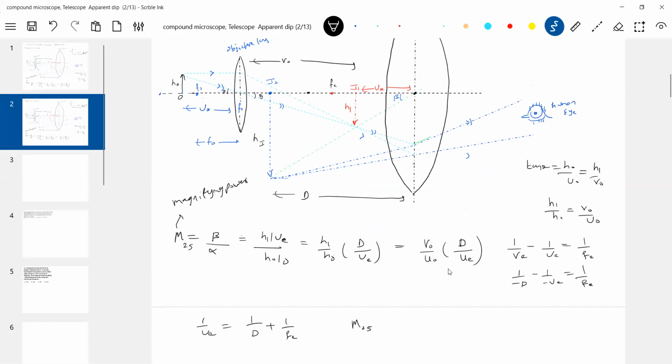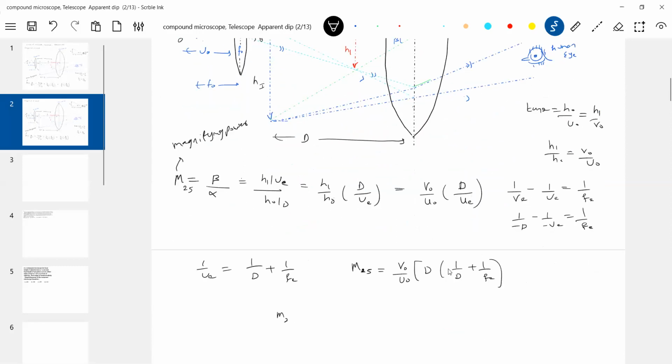So the magnifying power when the final image is formed at the distance of least distinct vision is given by V naught by U naught times D times (1 by D plus 1 by FE). So M25 is equal to V naught by U naught times (1 plus D by FE). Okay, now you look at this. For the simple microscope, we had this much of a formula, no?